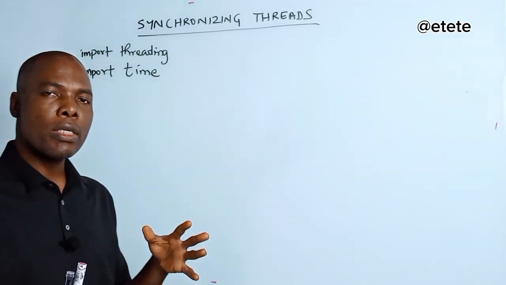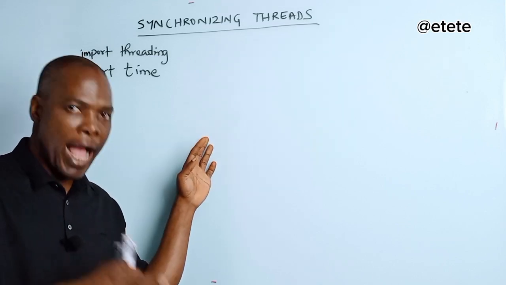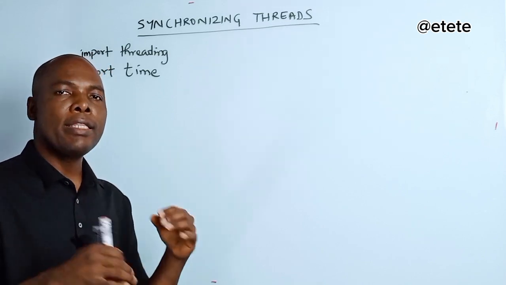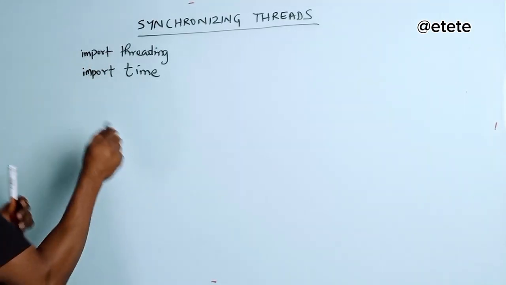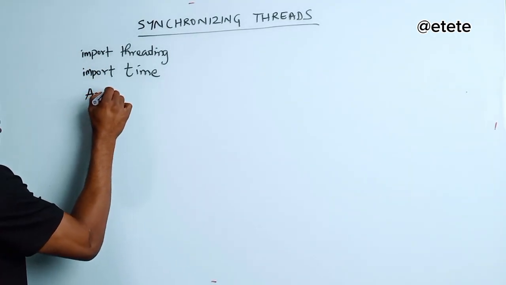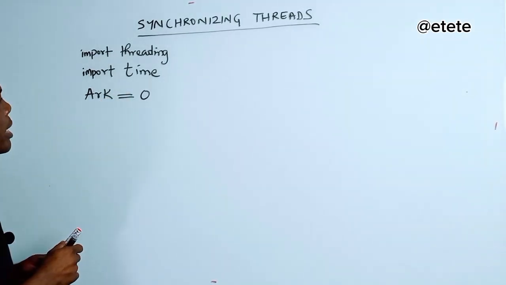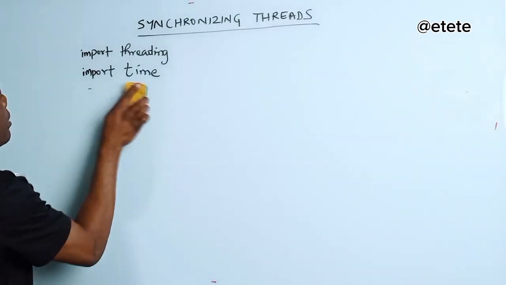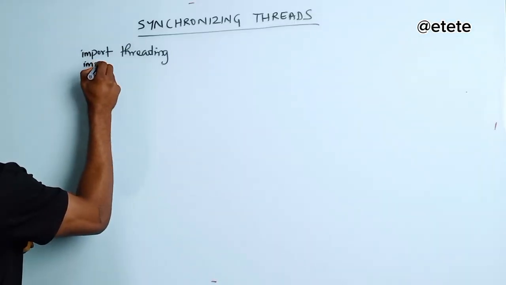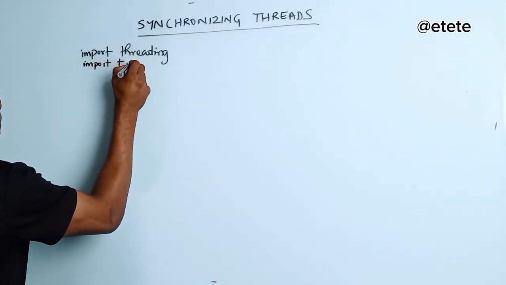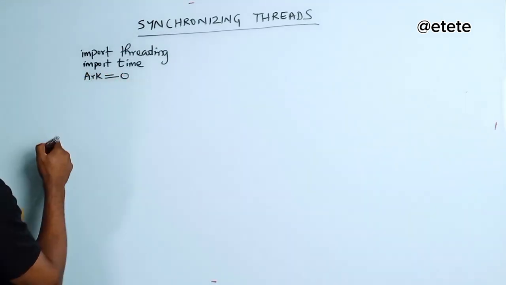Now, we want a shared resource. Like in the story of Noah, the shared resource is the ark. So you have the ark, then you are going to have those animals coming into the ark and the people inside the ark. So the shared resource will be the ark. So I'm going to call it ark, and I will assign 0 to it, meaning nothing is inside. Now, let me manage the board because we have a lot to write. Import time. Then the shared resource is the ark. So you assign 0 to it.